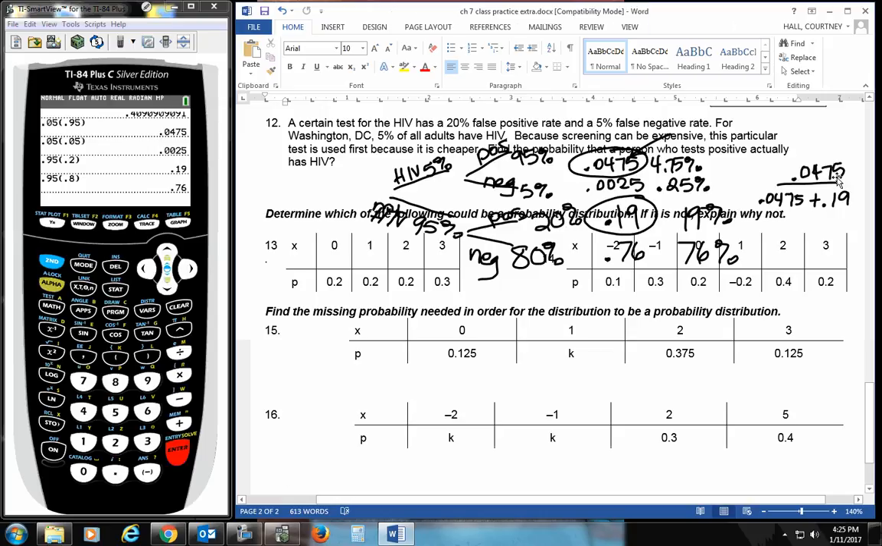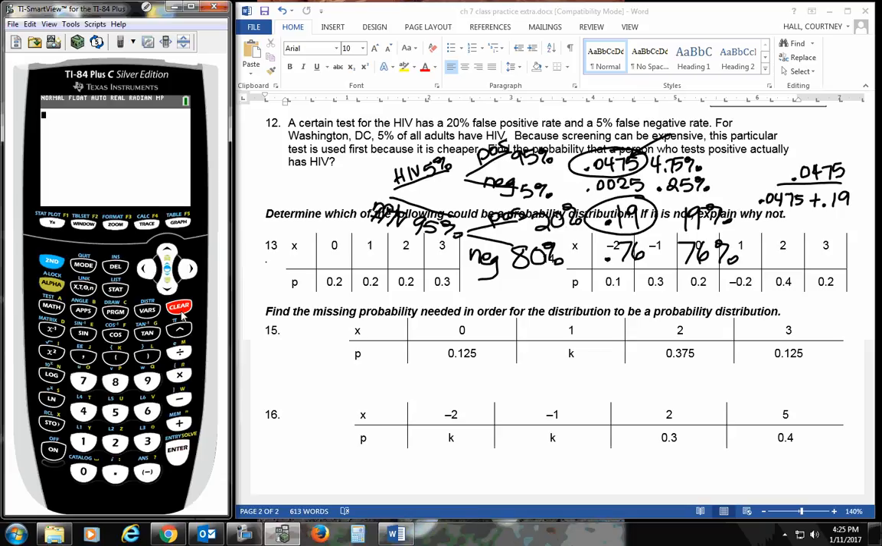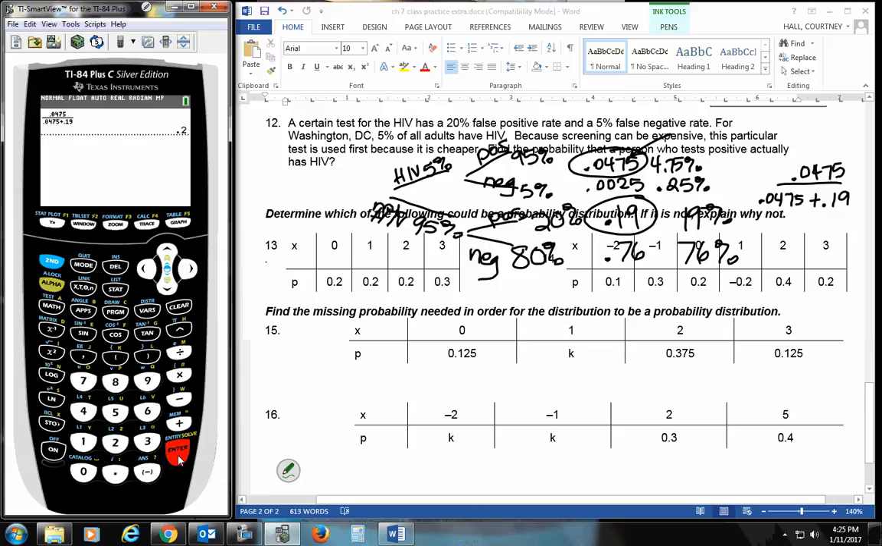Okay, so I'm actually going to clear my screen real quick, do my fraction button. On the top, I want 0.0475, but on the bottom, I want the 0.0475 plus the 0.19, because the 0.19 people actually tested positive as well. They just didn't have it. Okay, so that would be 0.2. If you wanted to write it as a fraction, it would be 1/5.